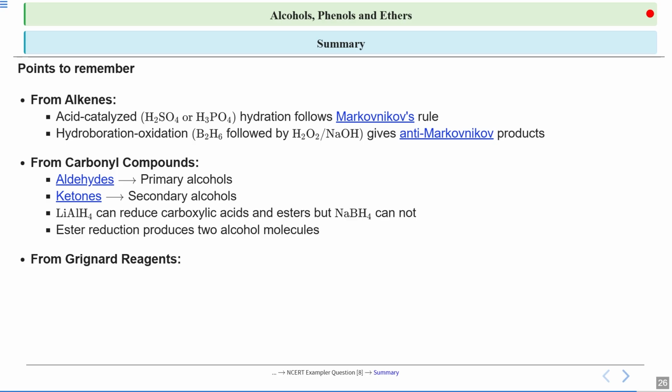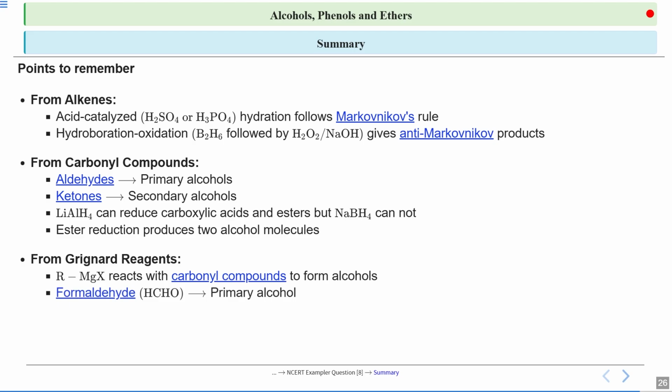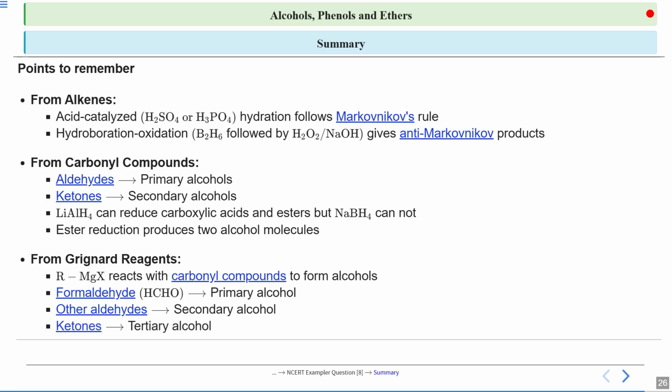Third method, preparation of alcohols from Grignard reagent. RMgX, alkyl magnesium halide, reacts with the carbonyl compound to form alcohols. Formaldehyde, HCHO, is the only aldehyde which gives a primary alcohol after the reaction with Grignard reagent. The other aldehydes give secondary alcohols, and ketones produce tertiary alcohols after the reaction with Grignard reagent.